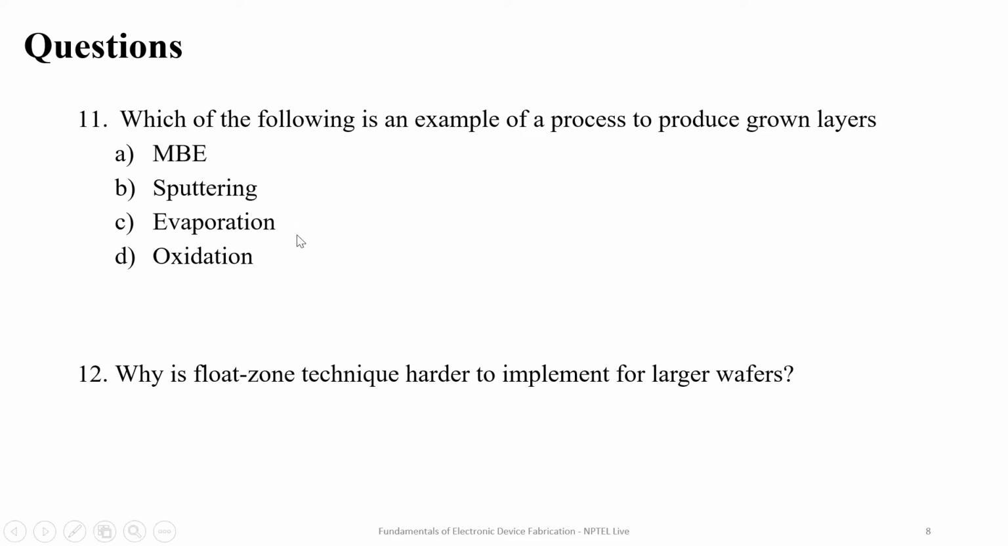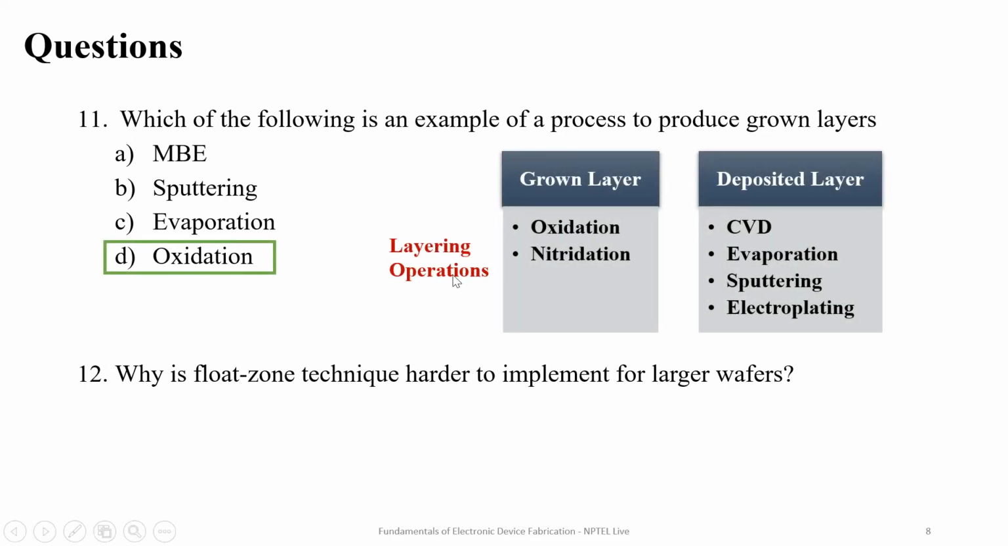Yes, oxidation is the answer. So, layering operations can be done in two ways. We can produce grown layers or deposited layers. Grown layers are produced by oxidation or nitridation, and deposited layers can be produced by chemical vapor deposition, evaporation, sputtering, and electroplating. So, in our case, to produce grown layers, the option that matches is oxidation. Okay, I hope it's clear for everyone.